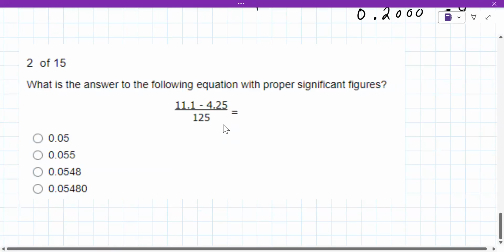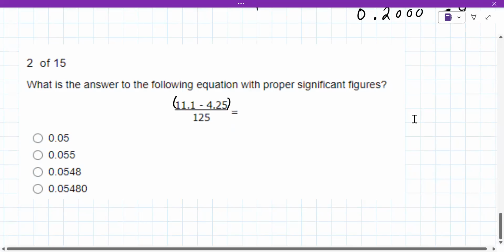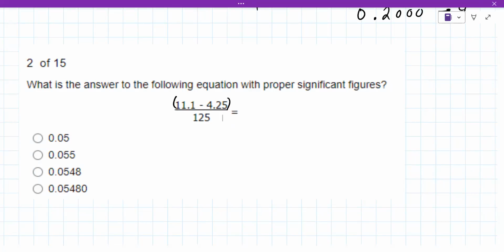All right, so order of operations says to do the numerator first. So you have to take 11.1 and subtract 4.25. You don't have to do this by hand. Go to the calculator, 11.1 minus 4.25, and your answer is 6.85. 3 significant figures on the first one, 3 significant figures on the second one, that's fine. Divided by 125.